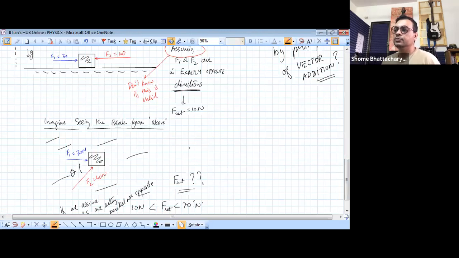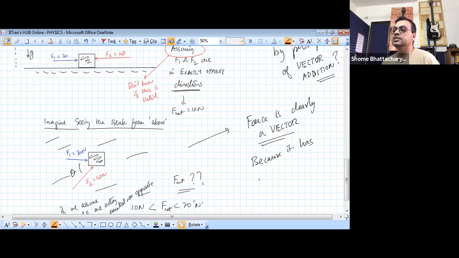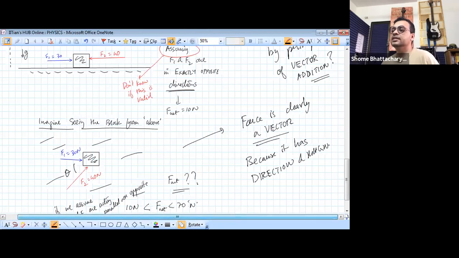So we understand clearly from this example that force is clearly a vector because it has direction and magnitude. And what I mean by saying that it has direction along with magnitude, इसका कहने का मतलब क्या है, that direction is important while taking into account algebra. So whether I want to add two forces, or later I'll see if I want to subtract two forces, or any algebraic operation that we have to do for vectors, it will involve the direction.